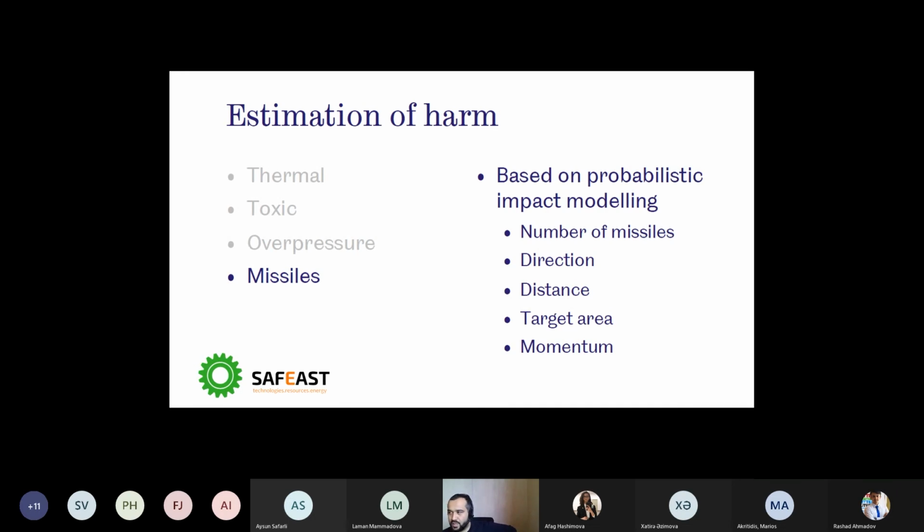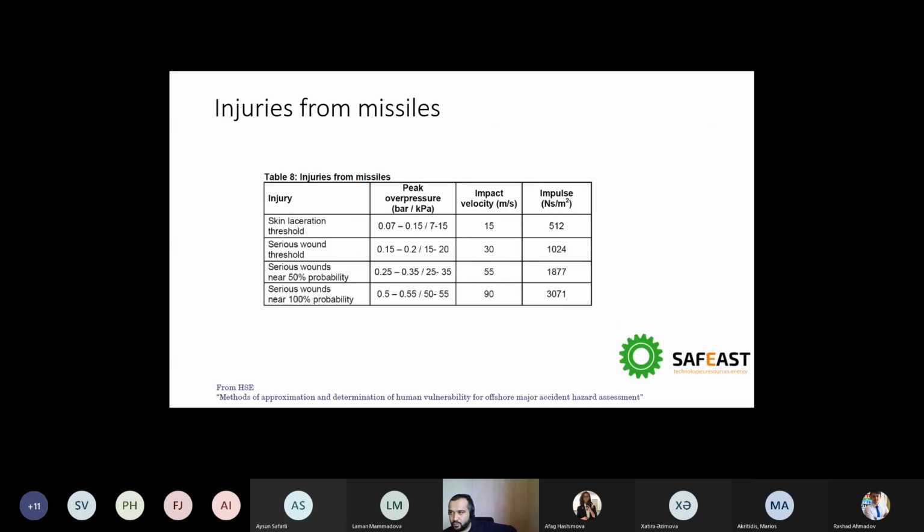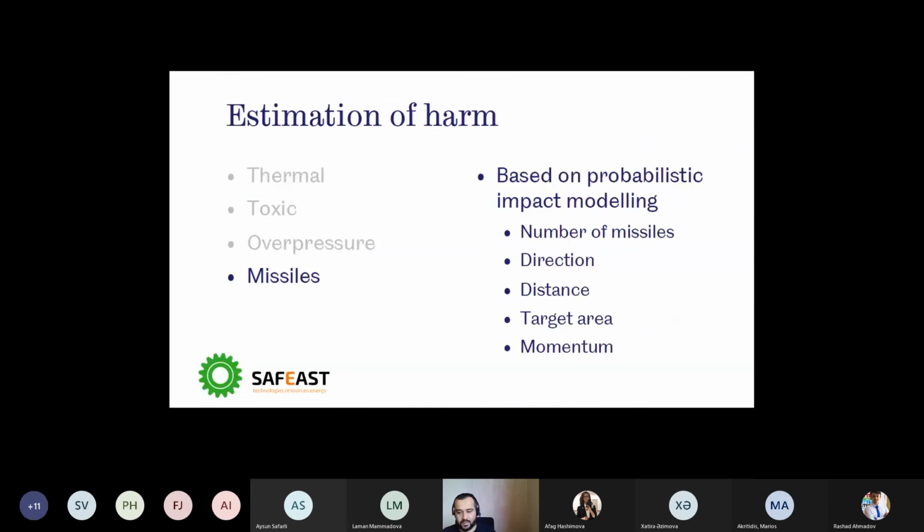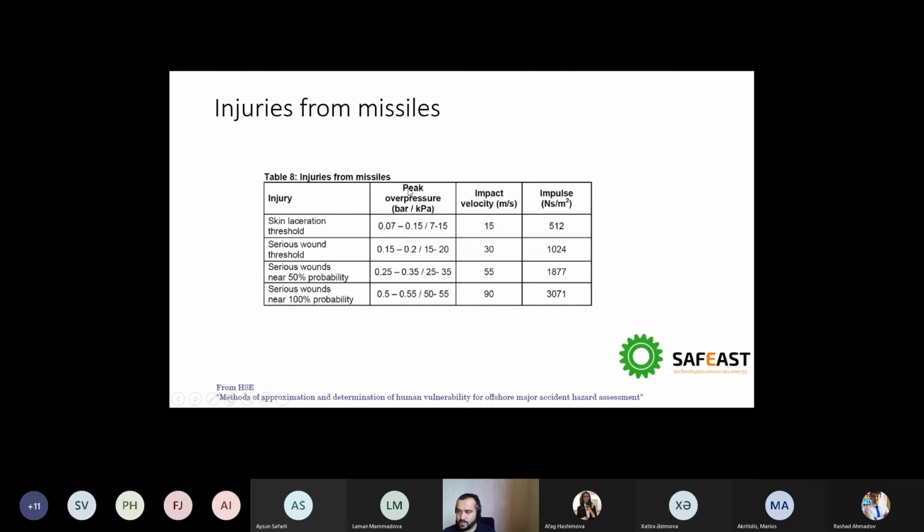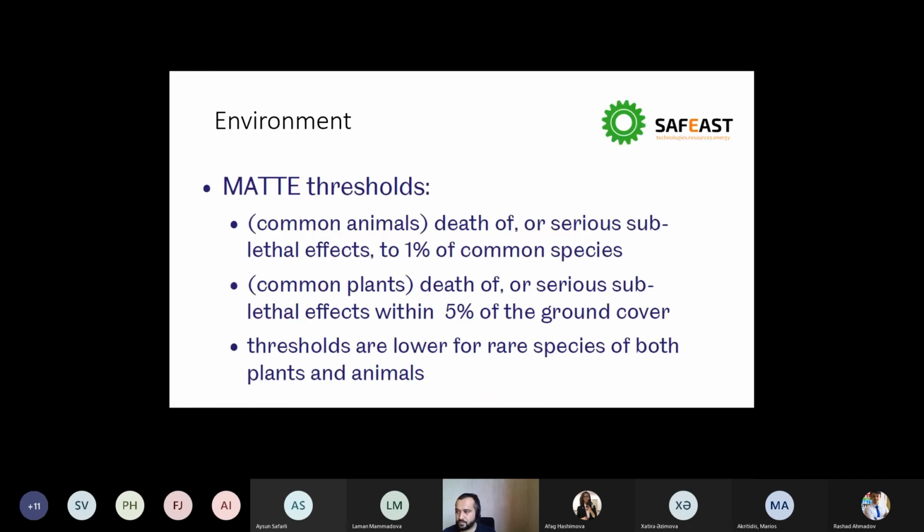And missiles, so I will not go into them. But again, you can imagine the estimation of harm depends on the number of missiles, direction, distance, and momentum. So basically, based on the overpressure, impact velocity, and impulse, you decide what the chance of injury is and what the chance of fatality is. For example, if the impact velocity is more than 90 meters per second, there is a serious wound with near 100% probability.